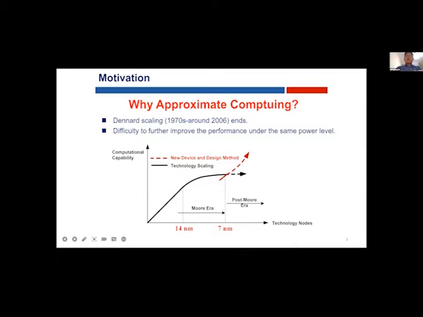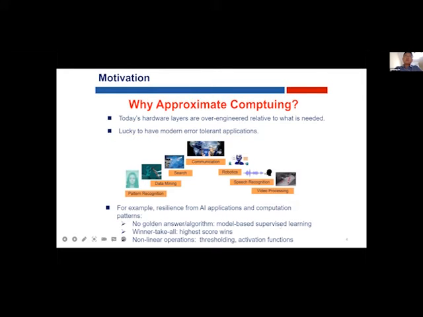So why do we need approximate computing? As we know, as the technology node is going down below 7 nanometer, it is very difficult to further improve performance at the same power level. So power has become the main bottleneck for computing systems. We believe that today's hardware layers are somewhat over-engineered relative to what is needed. And we are lucky to have a number of modern applications that are error tolerant, for example artificial intelligence, digital signal processing, and communication systems.